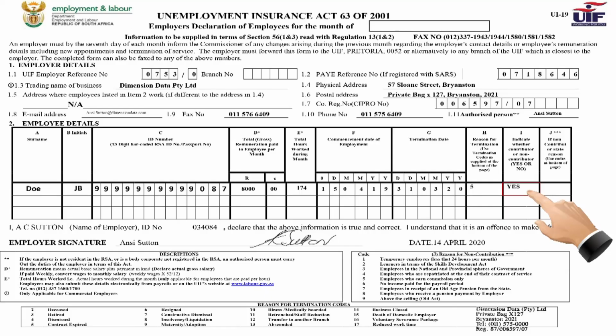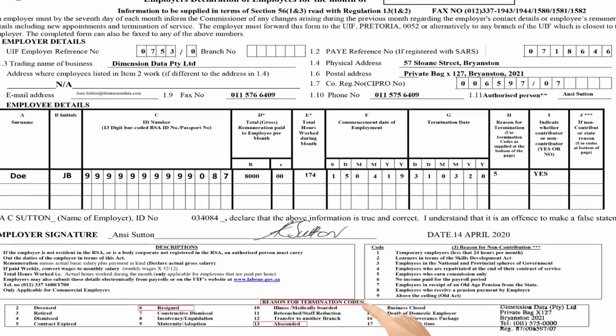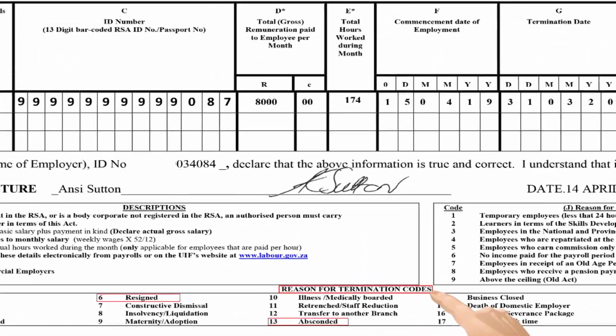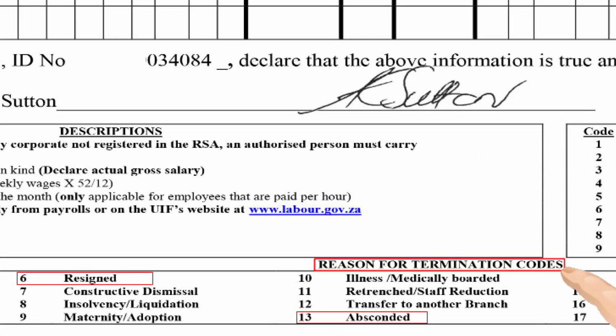I'm going to go back. I'm going to go to the reason for termination now. So there's 2 criteria that will make you not qualify, and that will be code number 6 and code number 13. Those two codes are there. You must know for a fact that you will not get UIF. It means your application will be refused, because if you've learned anything from my previous videos with regards to UIF, terminate your own services, you don't qualify for UIF.